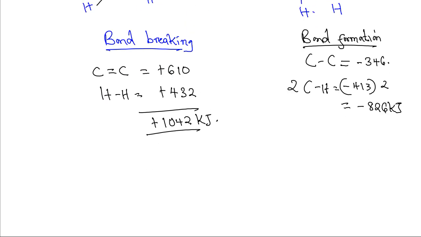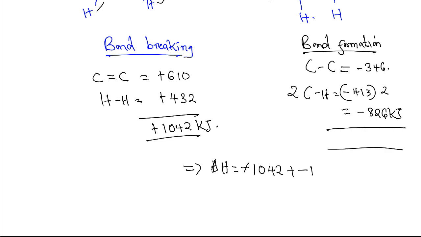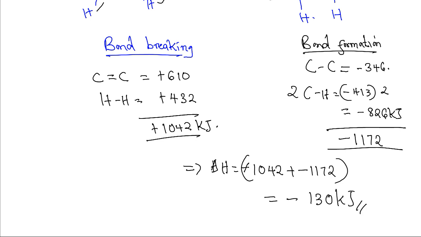Therefore, enthalpy change, that is delta H, will be plus 1042 plus minus 1826. If you add this well, that addition now will give minus 172. Finally gives negative 130 kilojoule. So that as well can be shown in the energy level diagram.